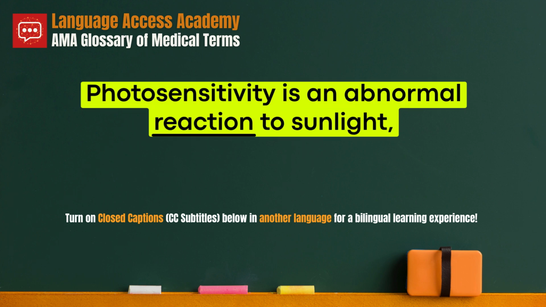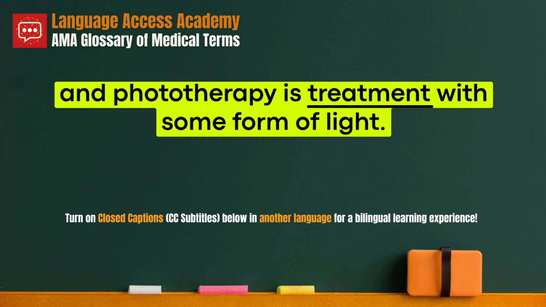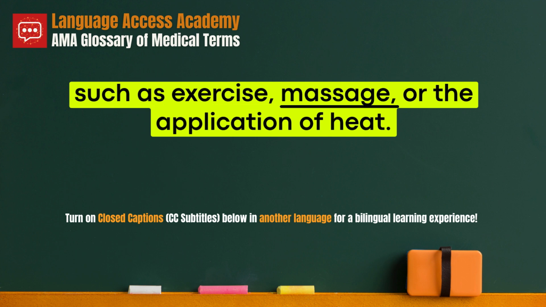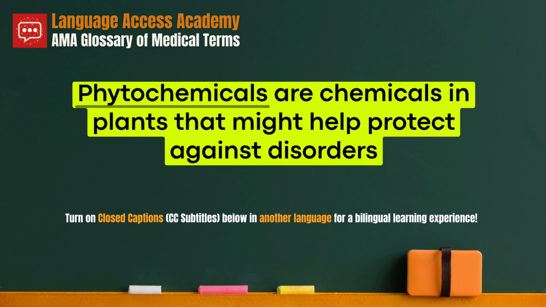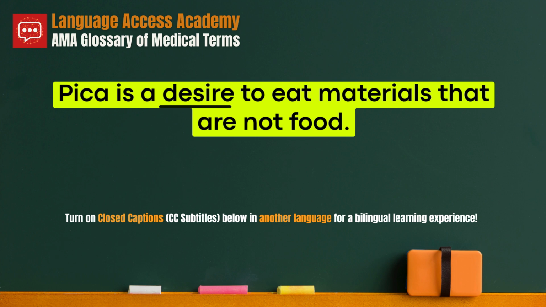Photosensitivity is an abnormal reaction to sunlight, which usually occurs as a rash, and phototherapy is treatment with some form of light. Physical therapy is the treatment of injuries or disorders using physical methods, such as exercise, massage, or the application of heat. Physiology is the study of the body's functions. Phytochemicals are chemicals in plants that might help protect against disorders such as cancer. Pica is a desire to eat materials that are not food.